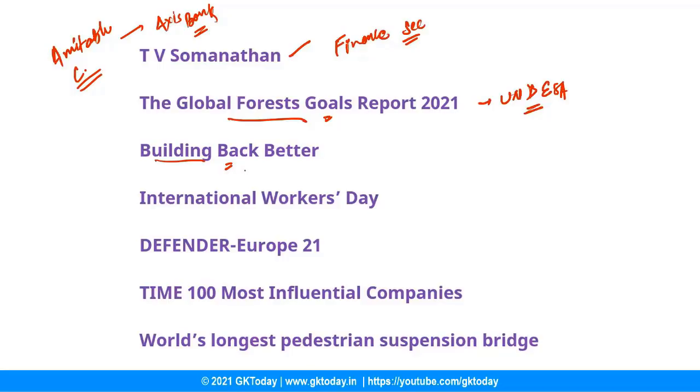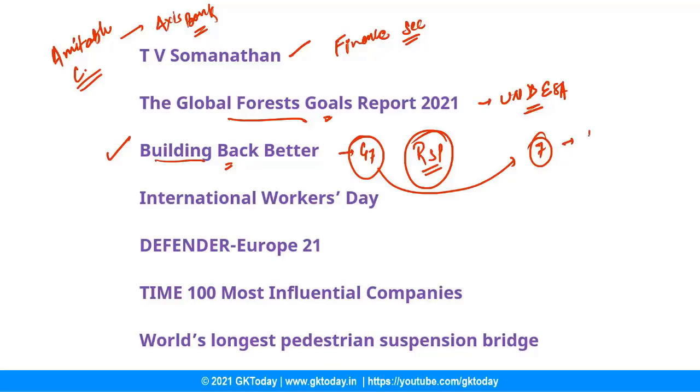So recently, G7 countries organized a summit, and India also participated in this summit as a guest. From our side, our Minister of Electronics and Information Technology, Mr. Ravi Shankar Prasad, participated in this event, and the theme was Building Back Better. G7 is a group of 7 countries. Answer in comment box whether China is a part of G7 group or not.